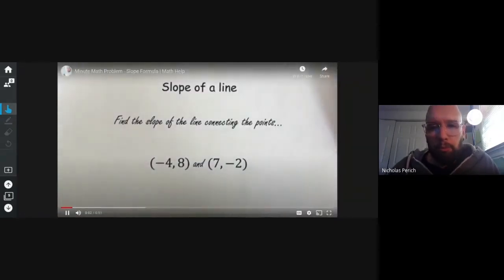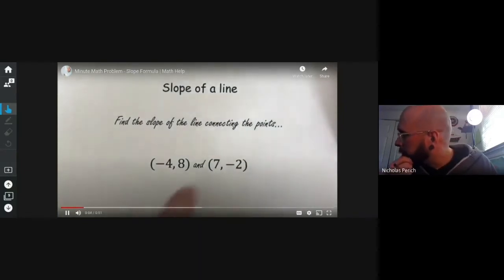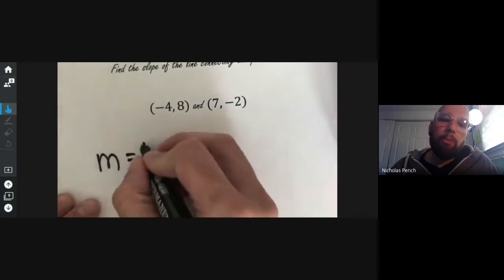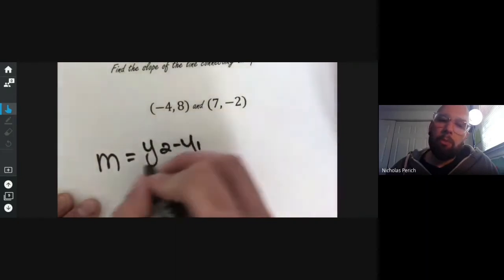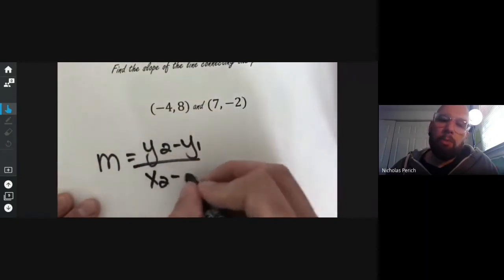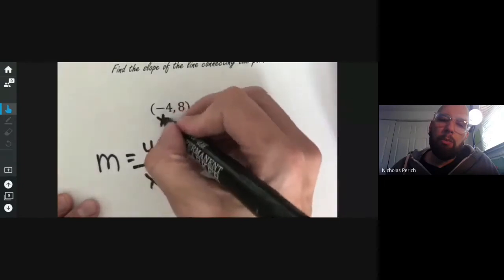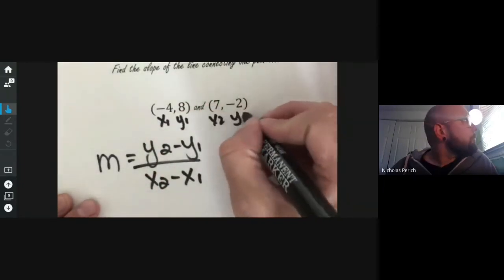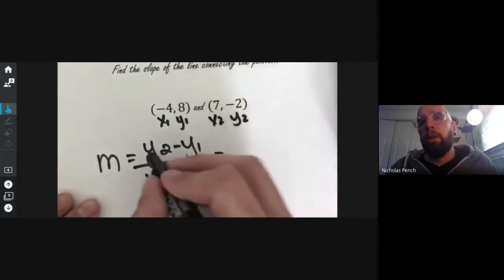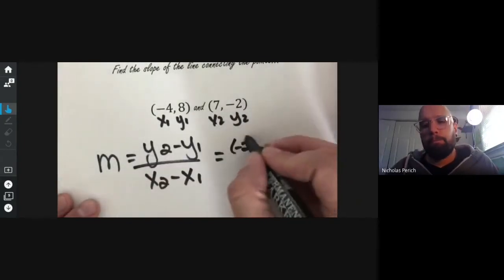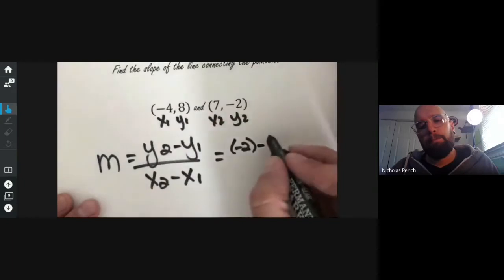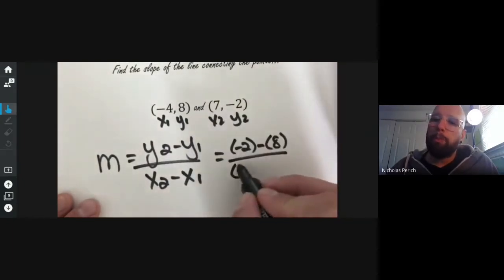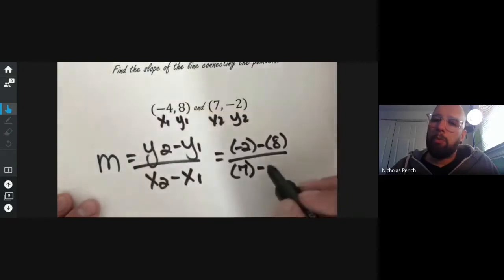All right, if I'm required to find the slope of a line connecting 2 points and I don't have a graph, I have to use what's called the slope formula, which is this guy right here. Before I use the slope formula, I'm going to label my points x sub 1, y sub 1, and x sub 2, y sub 2, and now I just plug them in. Y sub 2 is negative 2 minus y sub 1, which is 8, over x sub 2, which is 7, minus x sub 1, which is negative 4.